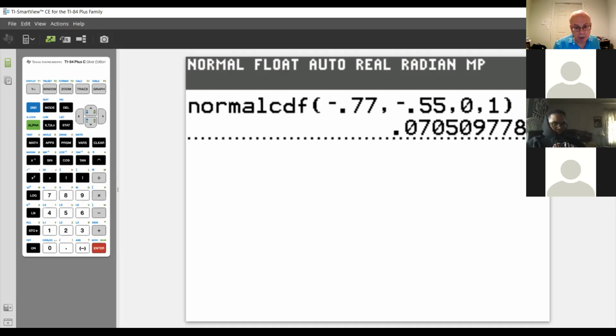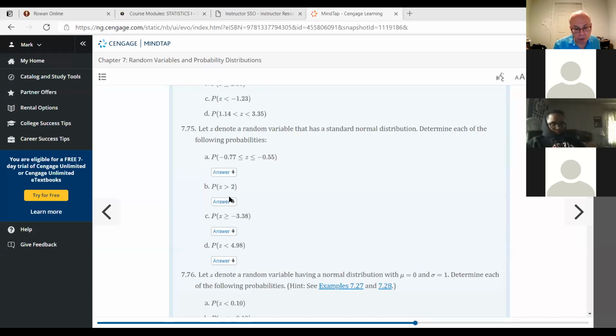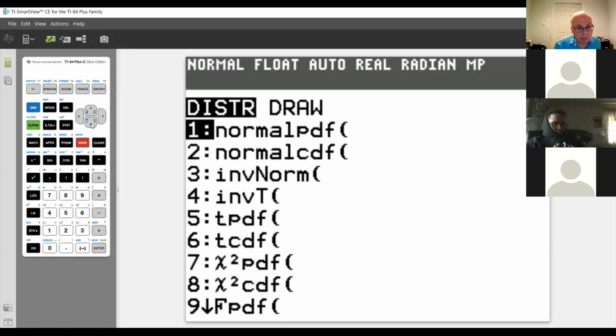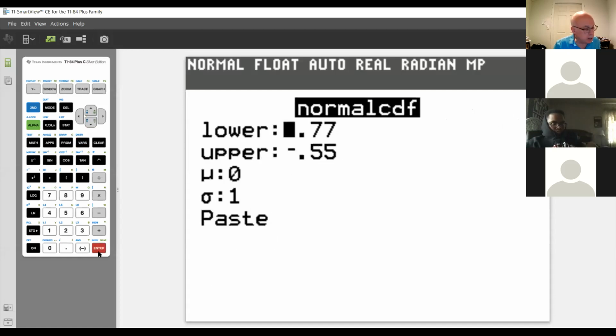The next one, let's take a look at the next problem. Probability that z is greater than 2. So 2 is to the right of 0, so it's going to be a right tail question. Probability z is greater than 2 would be the area to the right of 2. All right, back to the calculator. Normal CDF again. Because it's greater than, it's a right tail problem, the lower endpoint will be 2.